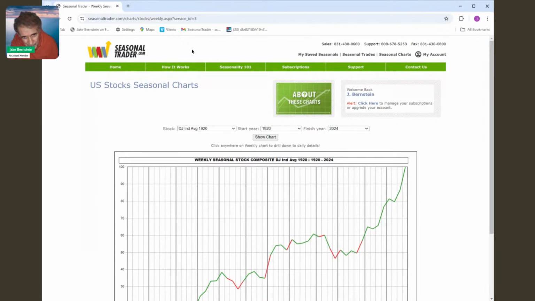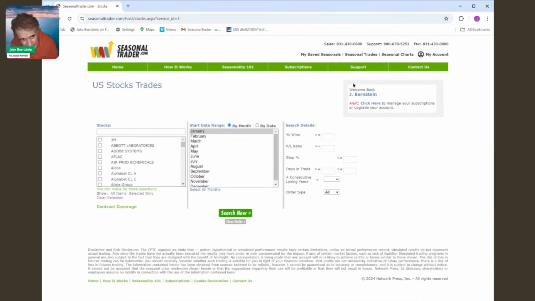So let's go to right over here, seasonal trades. And we're going to go to US stock trades. And remember the month of October. I'm going to go to S&P.